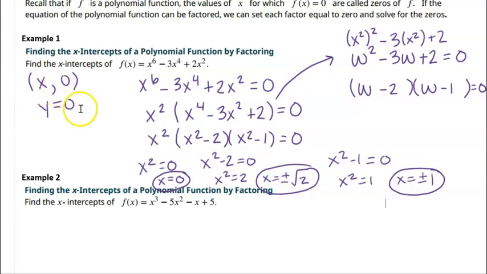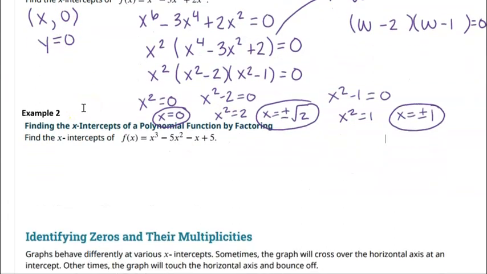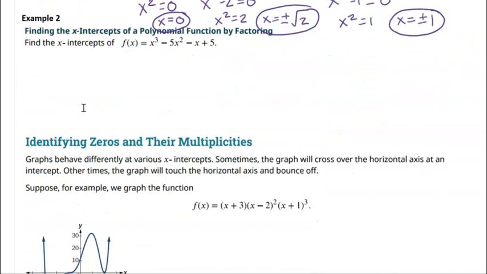All right, let's look at another example. Here is a cubic function. We're going to find the x-intercepts again by factoring. So let's let our cubic function be equal to 0. This time I don't have a common factor and I have a cubic, but I think I can maybe do this by factor by grouping. Let's see if I can.